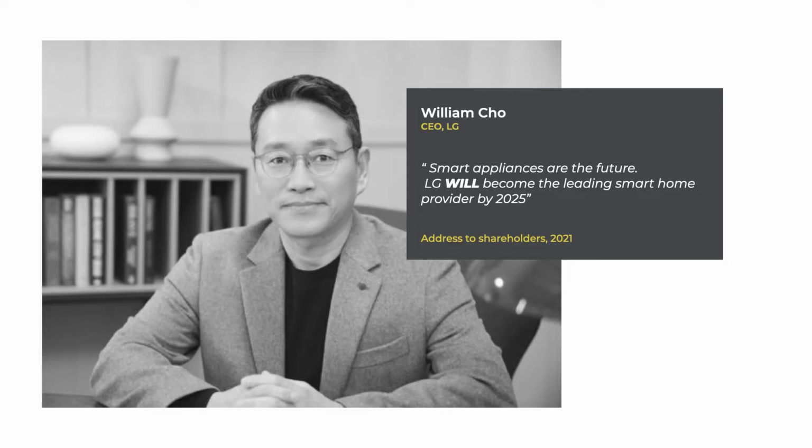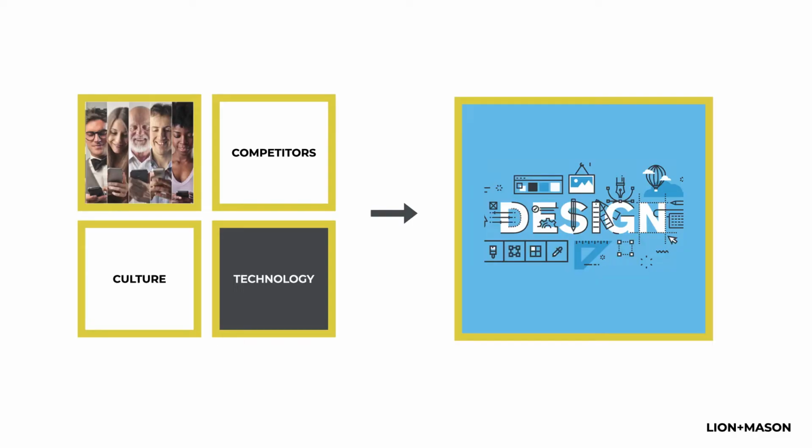So this is William Cho. Looks fairly harmless in this picture. He's the CEO of LG. And as part of my research, I noticed that in an address to shareholders in 2021, he said, "Smart appliances are the future. LG will become the leading smart home provider by 2025." So he's not messing about. He's setting his stall out. He's basically coming for Samsung. So Samsung have got all this going on in the background that they're worrying about.